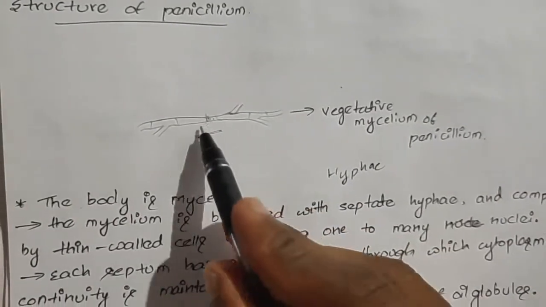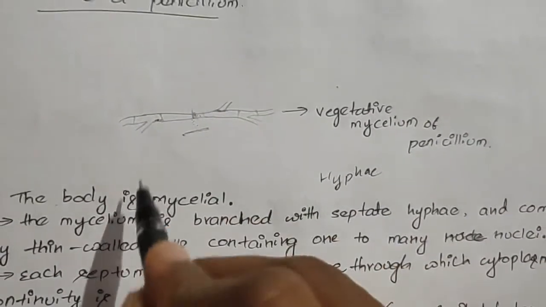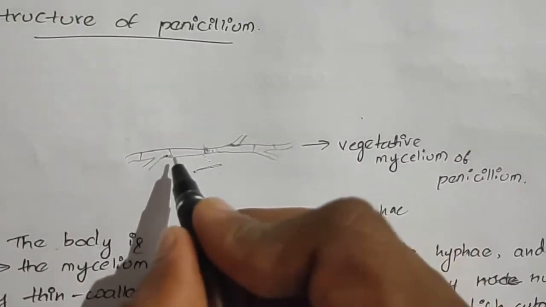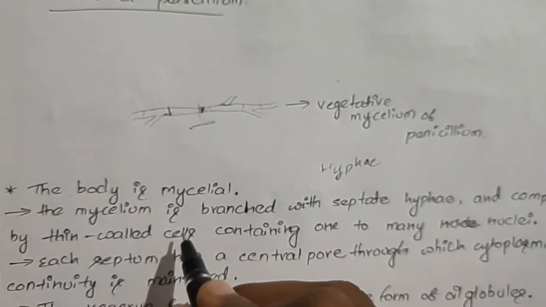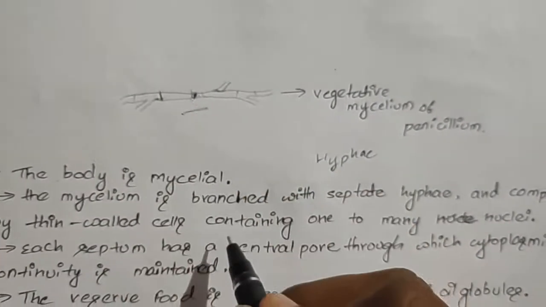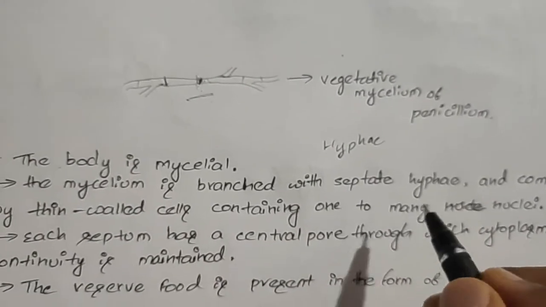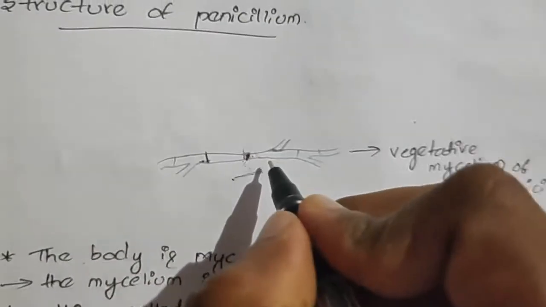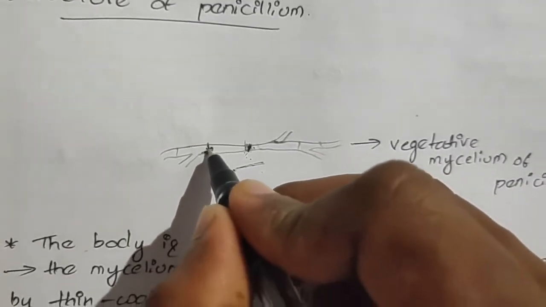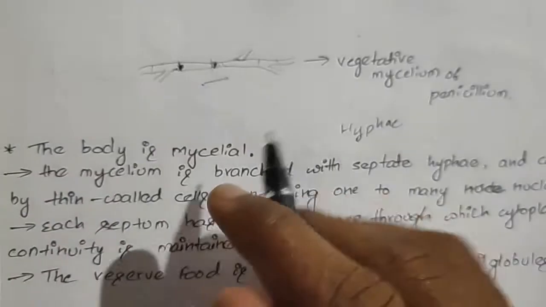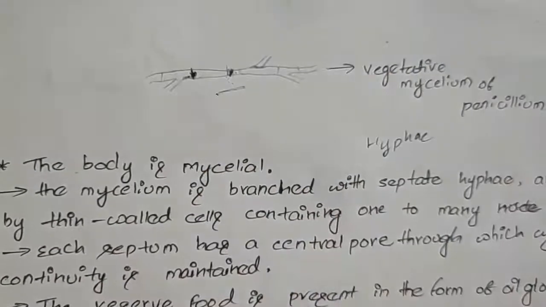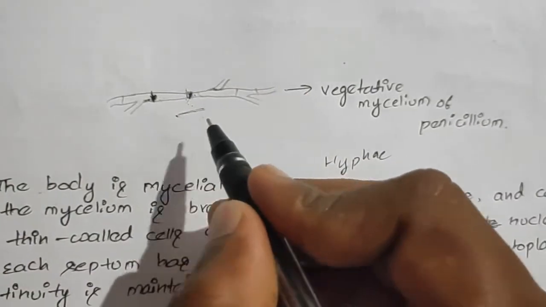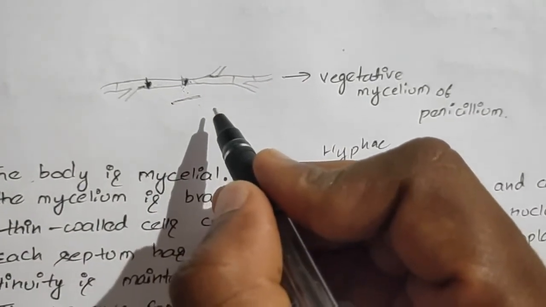This mycelium is branched with septate hyphae. Septate hyphae means there is a divider between the cells, and it is composed of thin-walled cells containing one to many nuclei, and each septum has a central pore. Through this pore, cytoplasmic connections take place between the two cells. The reserve food material of Penicillium is stored in the form of oil globules.